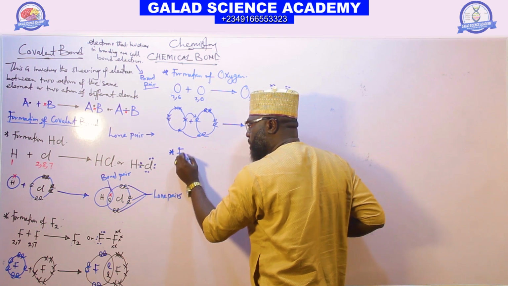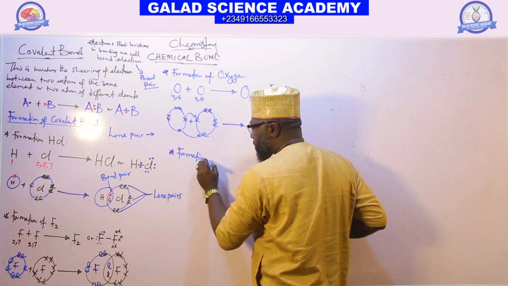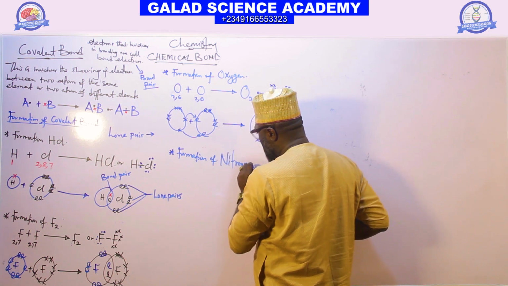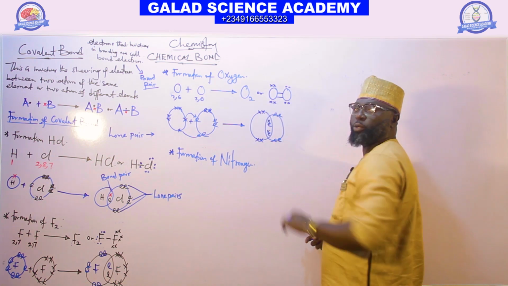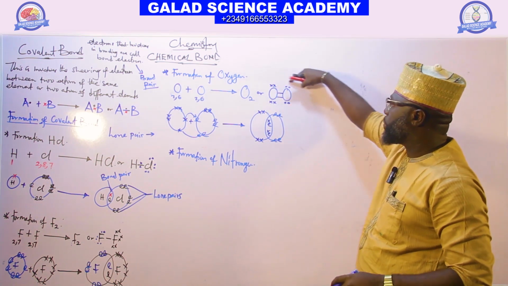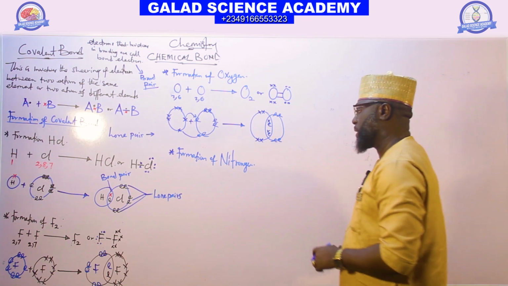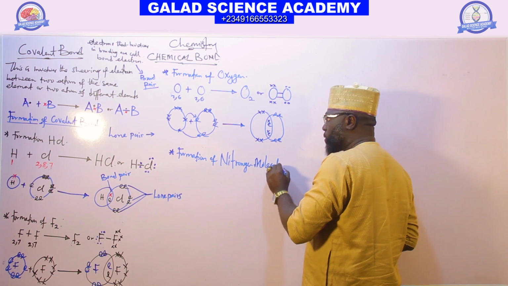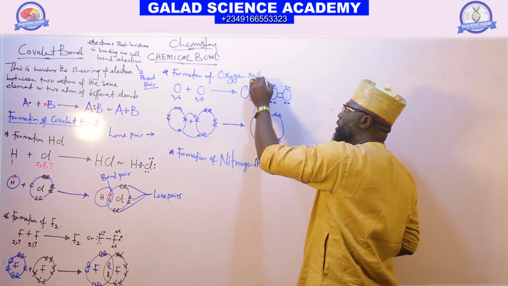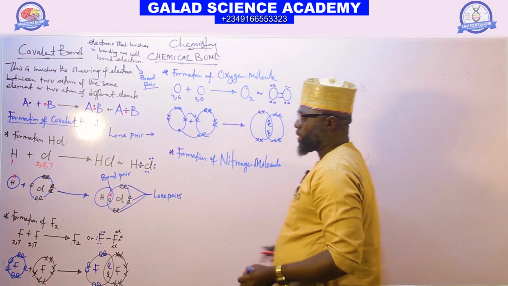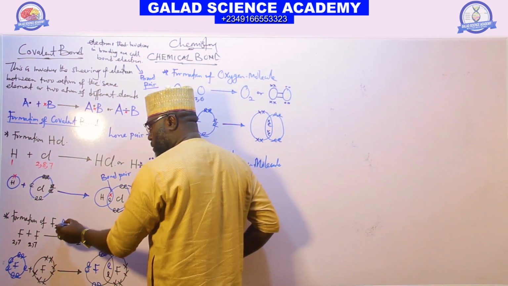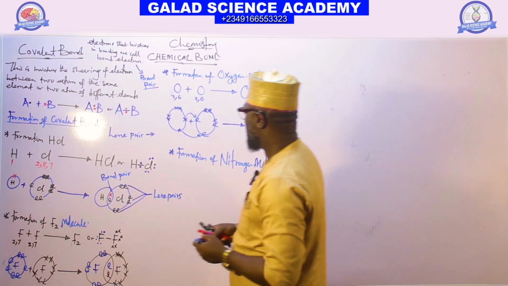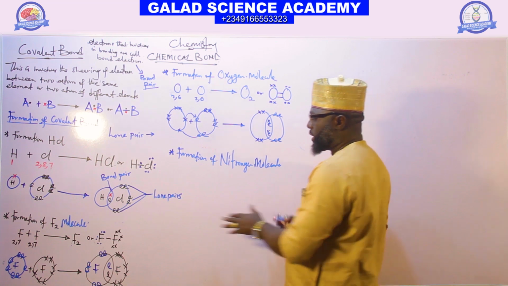So the next one is the formation of nitrogen. In this oxygen now, how many bond pairs do we have? 2 bond pairs. How many lone pairs? We have 4 lone pairs. Formation of nitrogen molecule, oxygen molecule, fluorine molecule, HCl gas.